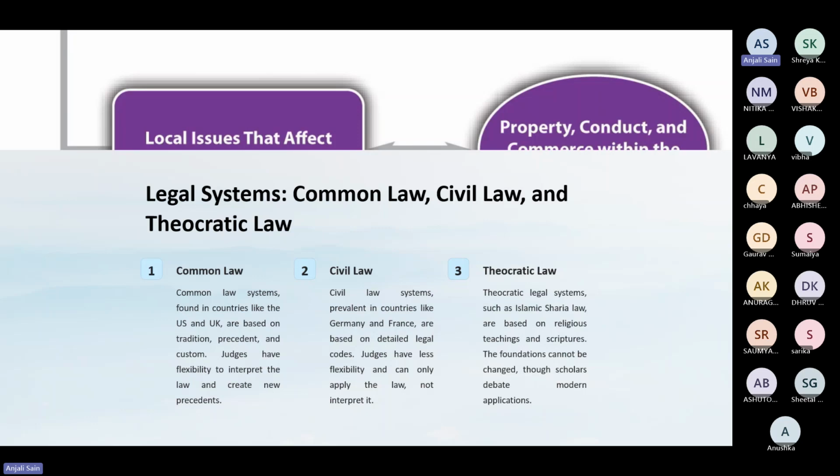Then comes the theocratic legal system, such as the Islamic Sharia law. These are based on religious teachings and the scriptures. These foundations cannot be changed, though scholars debate modern applications. Theocratic laws में क्या है? These are on the basis of the religious practices of the people, like Islamic Sharia law.